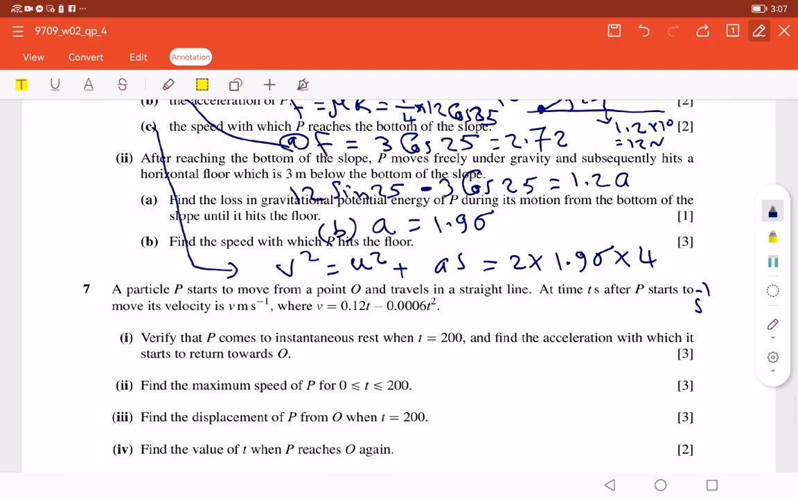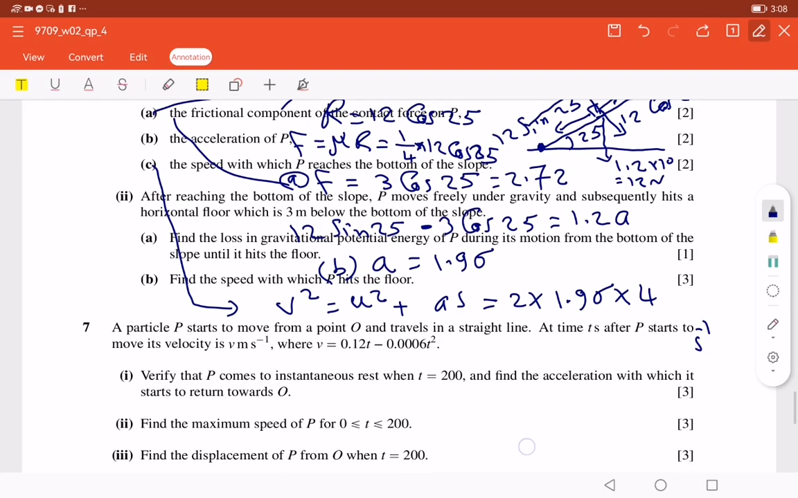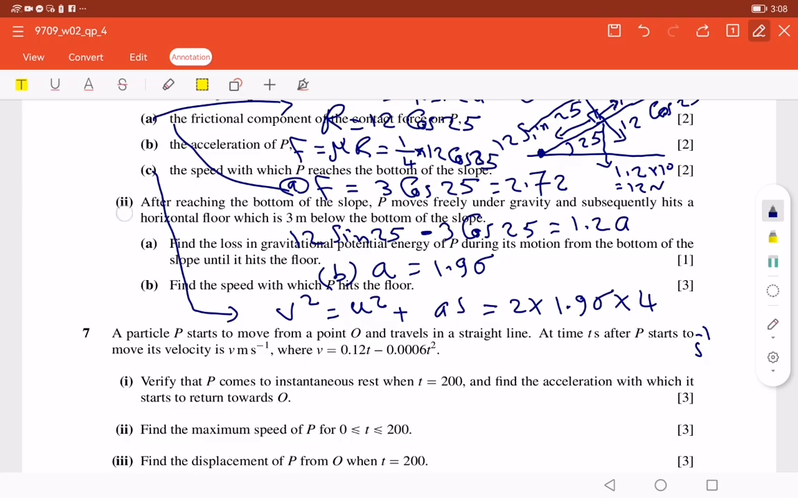Question number 7. A particle starts to move from point O and it travels in a straight... wait. Stop here. We forgot part ii. Sorry. Before we start solving question 7, we need to solve part ii of question number 6.